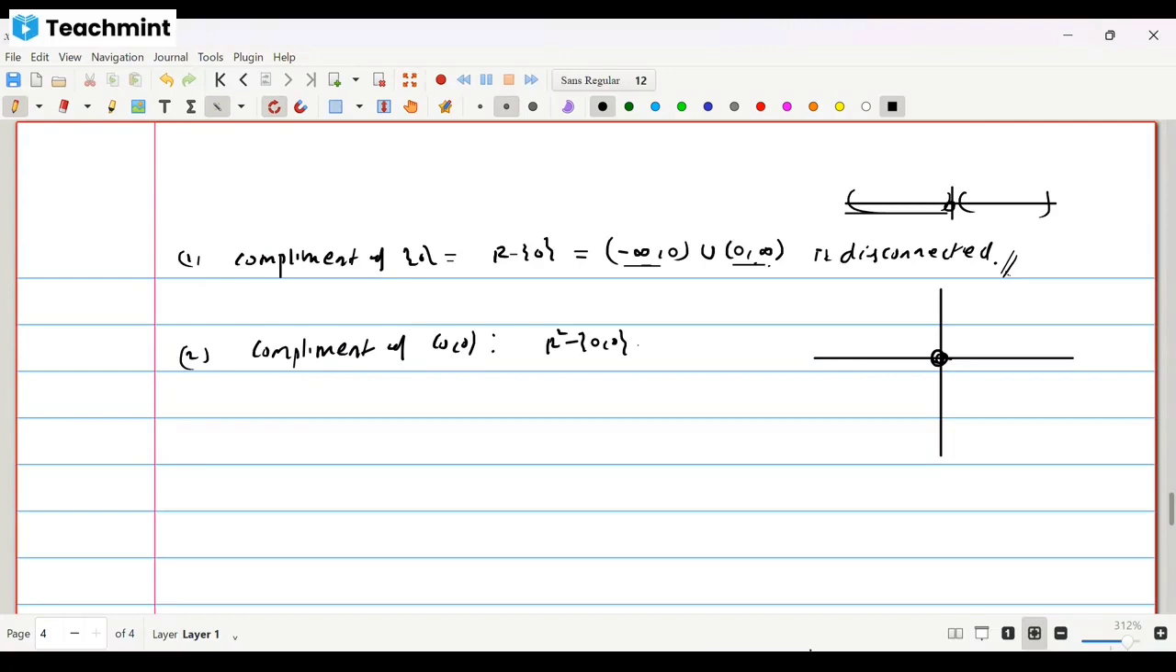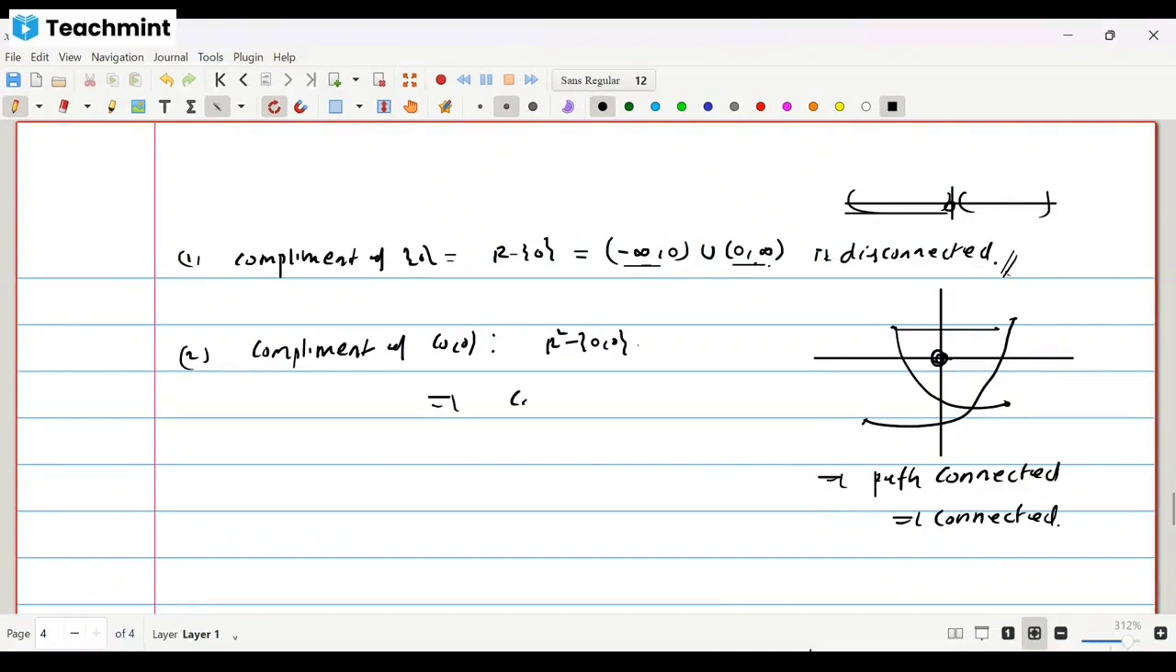So if you take any 2 points, then we can find a path. Take a point here and a point here. So for every 2 points we can find a path. That path is entirely contained in R square minus 0. Therefore, and hence, it is path connected. Since every path connected set is connected, therefore it is connected.